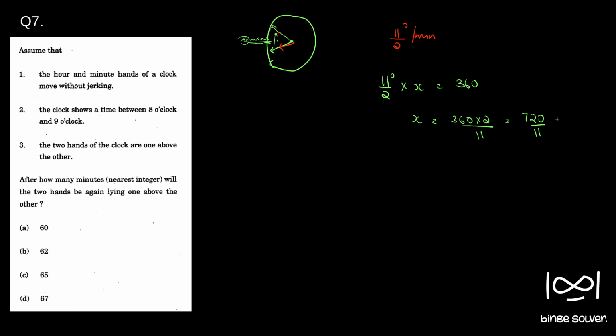So if you find x like this, we get 360 into 2 by 11, which is 720 by 11, which is something like 65.4. So we will get the answer as C. 65 minutes is the time it takes for them to overlap again. So we can quickly find the answer if we know this concept.